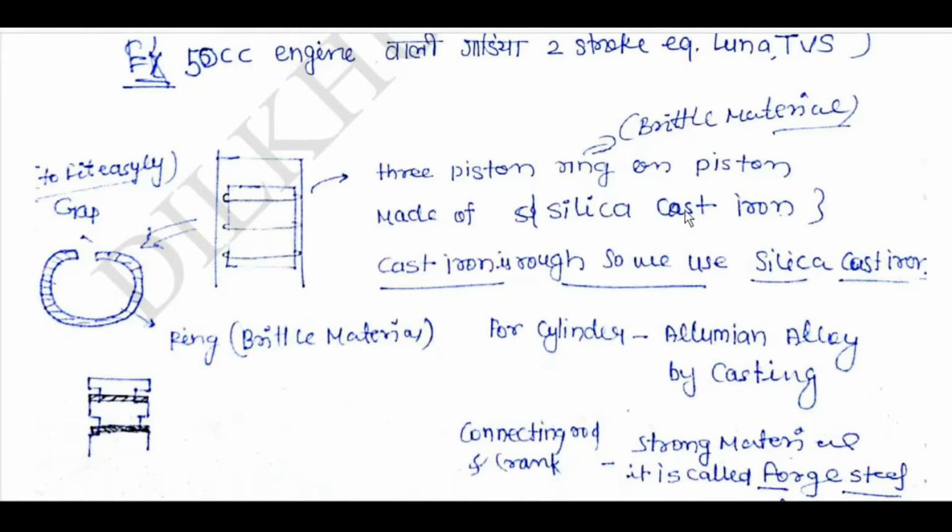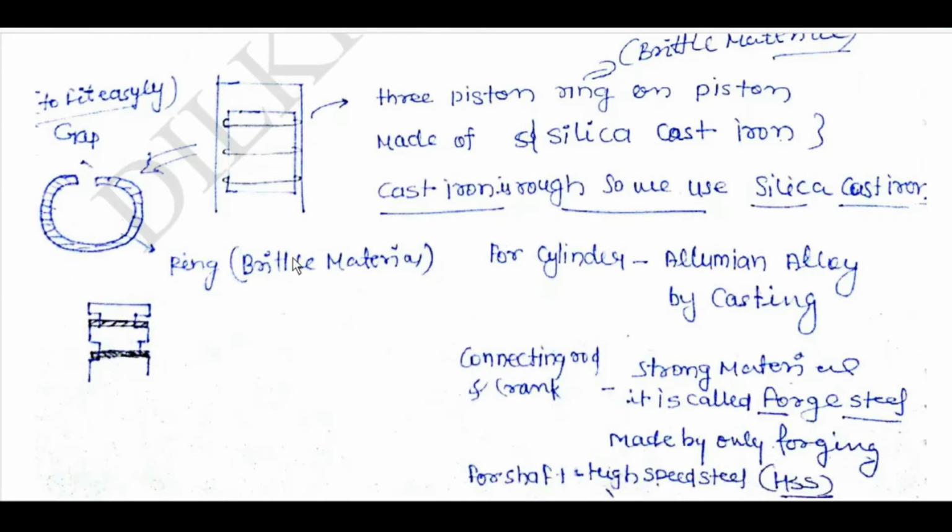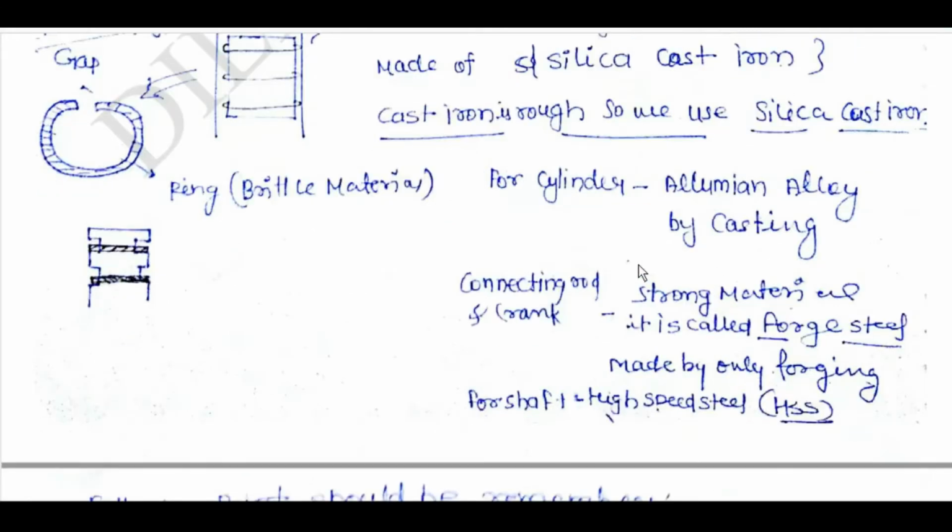Three piston rings on the piston are made of a brittle material, silica cast iron. Cast iron is rough, so we use silica cast iron. The ring is a brittle material so it fits easily in the gap. For the cylinder, aluminum alloy by casting.